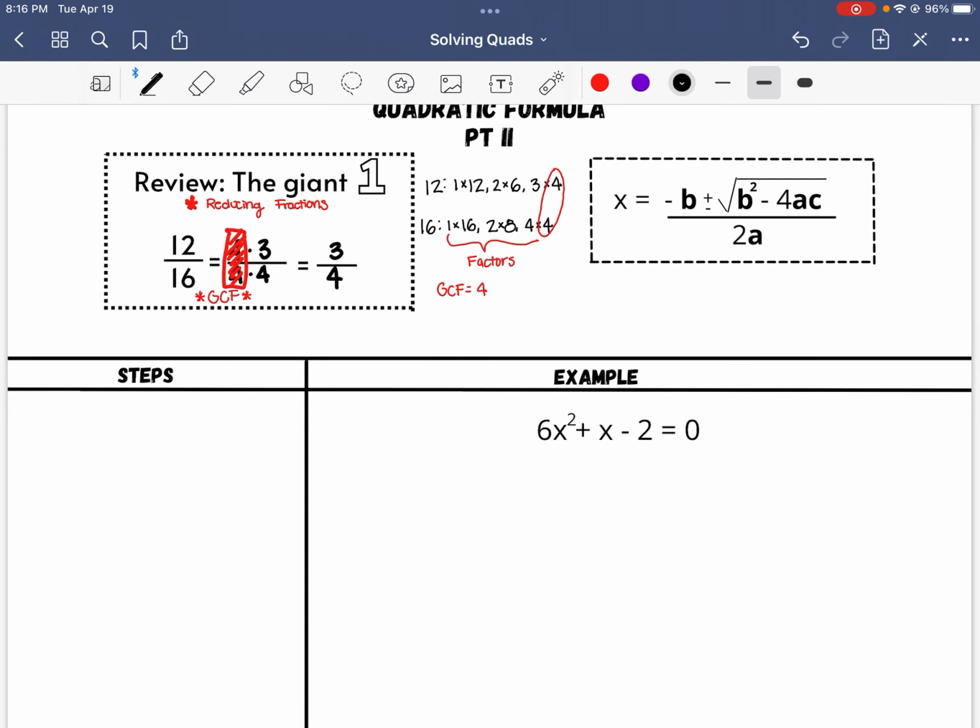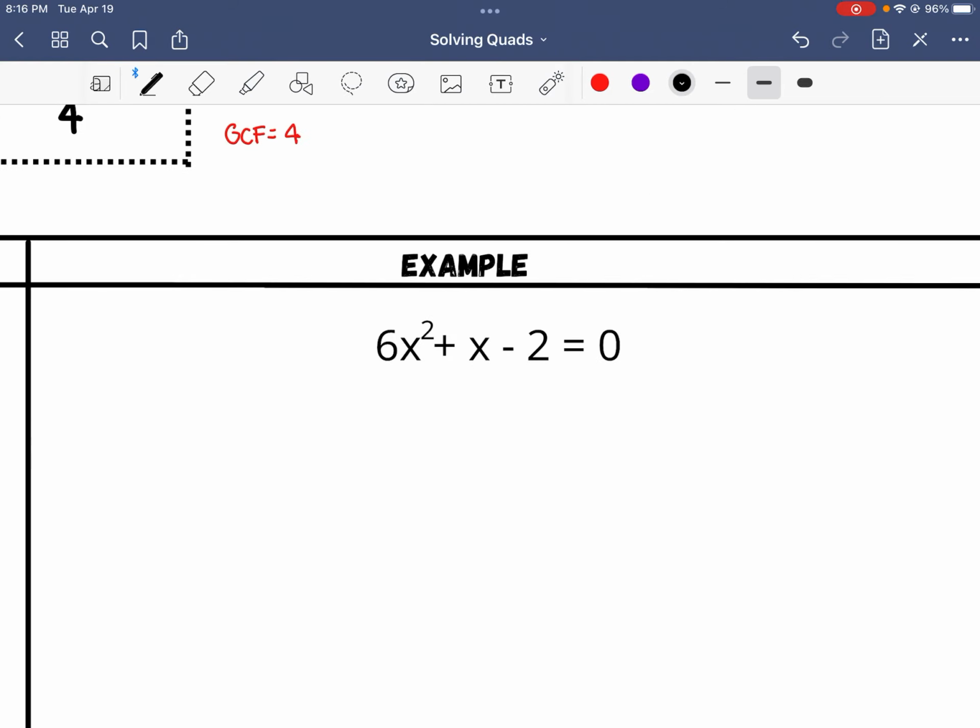So let's start off with this example. I am going to go faster given that we just went over the first part, and hopefully you guys have a better hang of it. So step 1, I have to make sure it's equal to 0, which it is. Second step is I have to identify my A, my B, and my C. I see that my A is 6. My B is an imaginary 1. And my C is a negative 2.